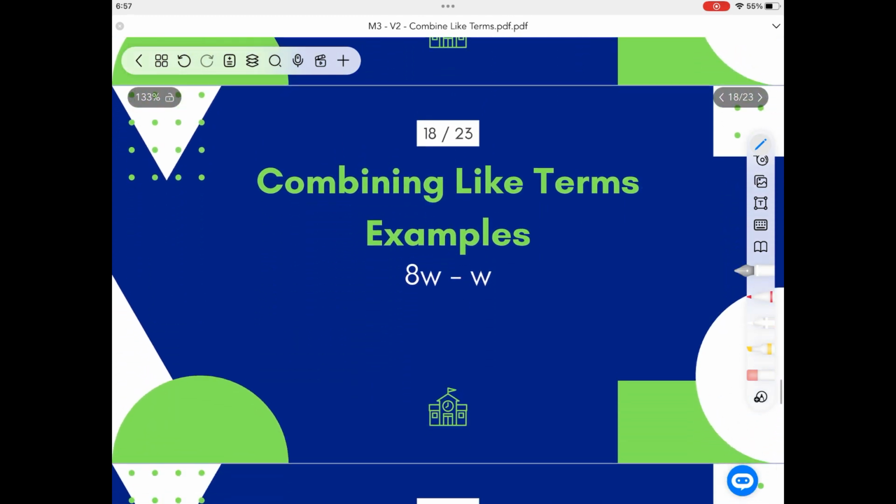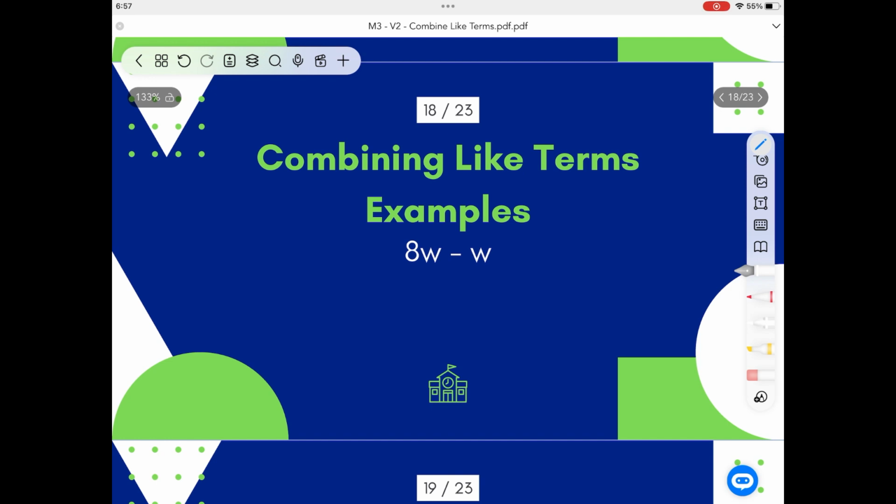Third example, 8w minus w. Well, once again, the second term here doesn't have a coefficient, but there's sort of a hidden 1 there. So this is 8w minus 1w. I think we can all tell that that's going to be 7w. Again, like terms because they have the same variable, and then we just combine them by adding or subtracting the coefficients.